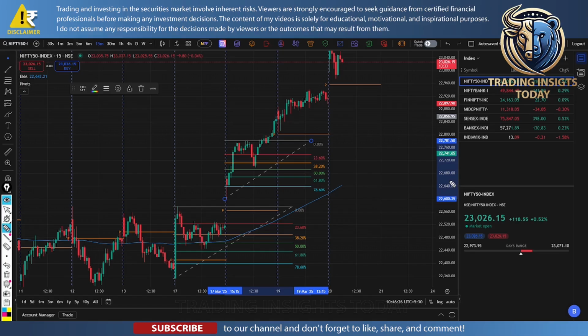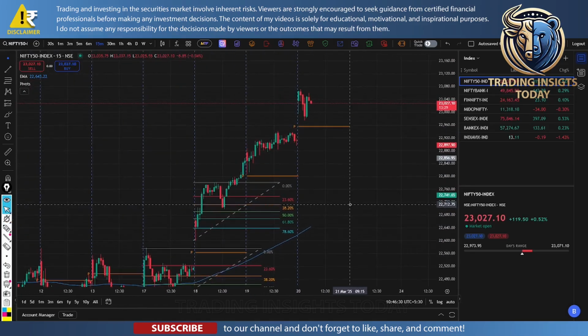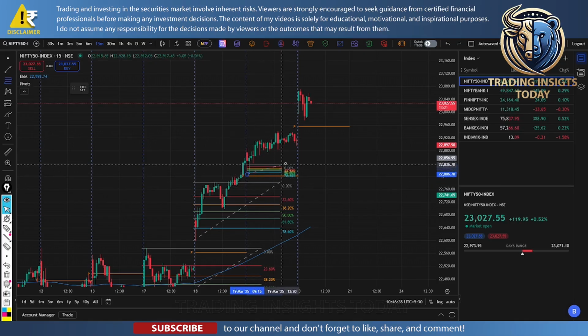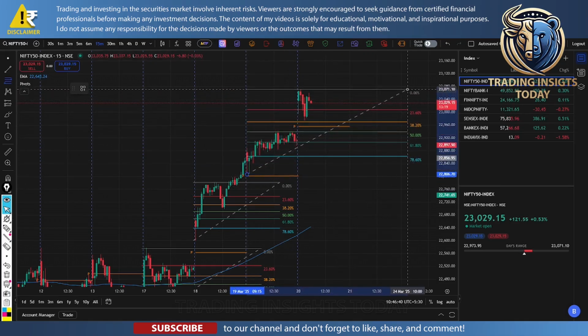How to use Fibonacci retracement in the live market? Alright, now let's talk about how to use the Fibonacci retracement tool step by step in the live market. Step 1. Identify a clear trend. The Fibonacci tool works best in trending markets, either an uptrend or a downtrend. Avoid using Fibonacci in choppy, sideways markets.